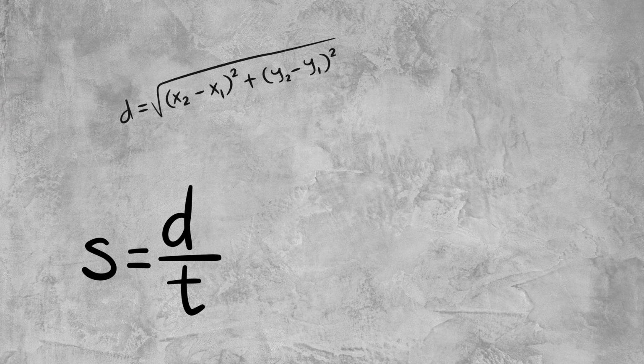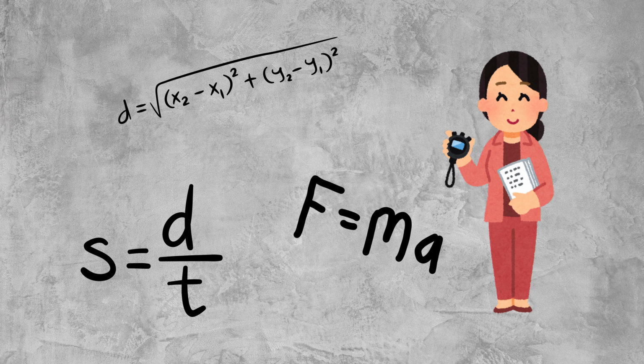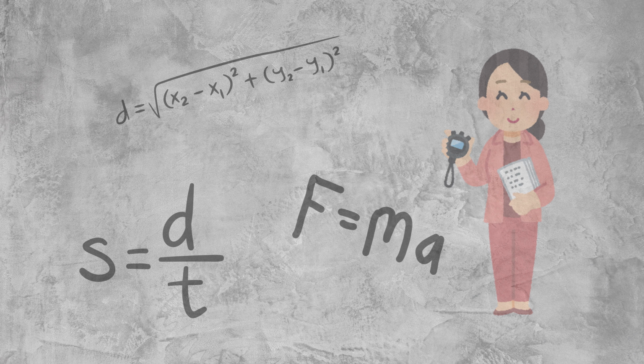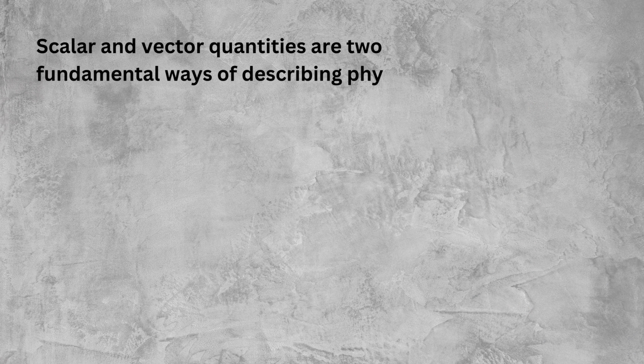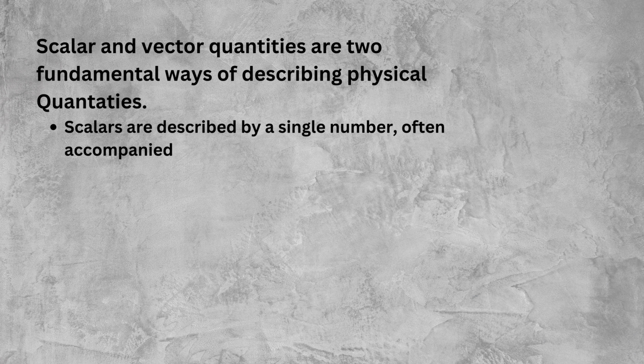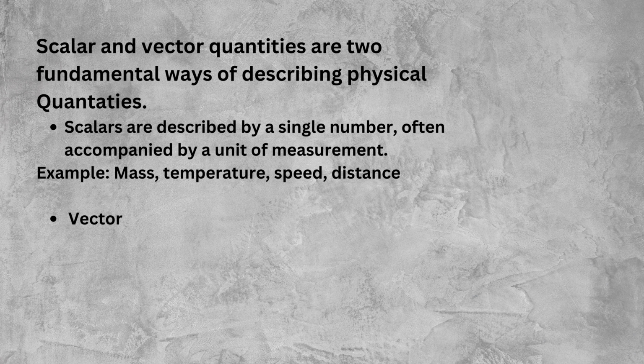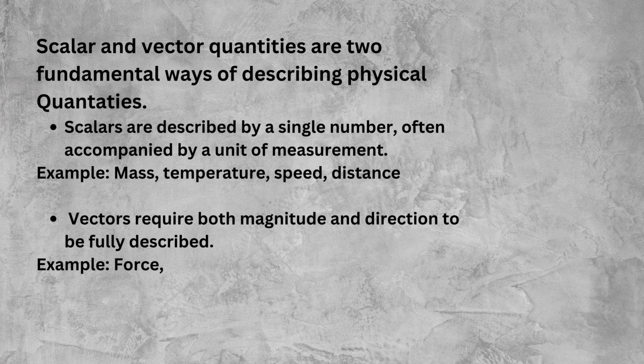In physics, we deal with physical quantities like speed, distance, force, and time. But not all of them behave the same way. Some just need a number and unit, while others also need a direction. This gives us two types of physical quantities: scalar quantities and vector quantities.